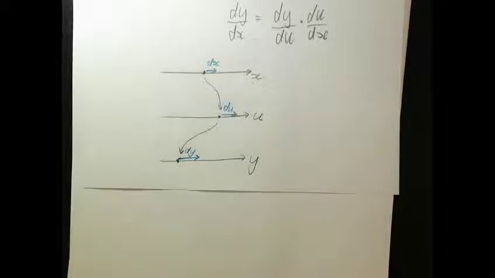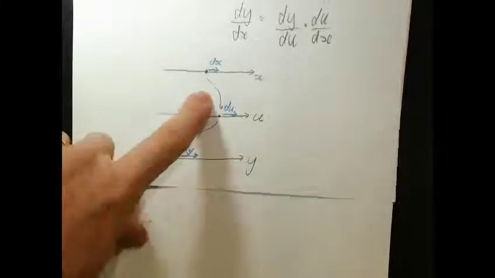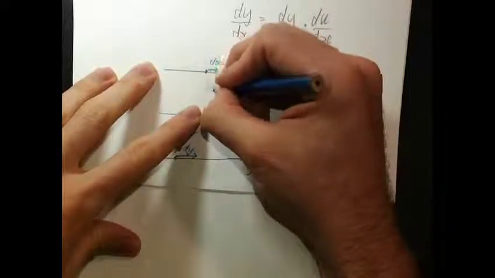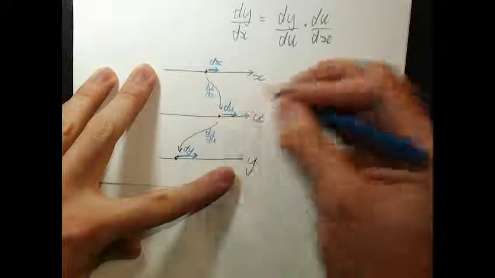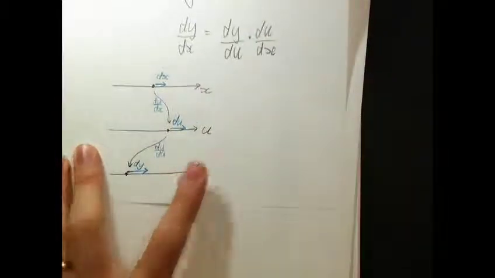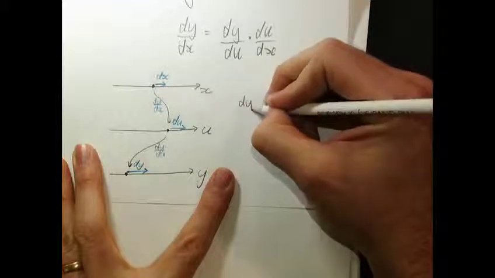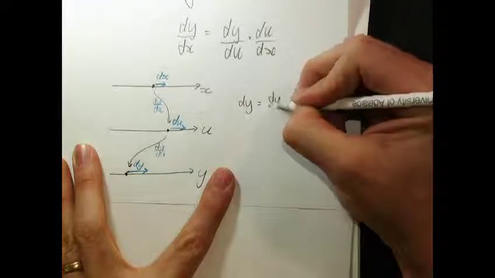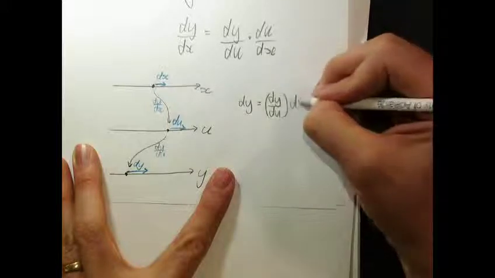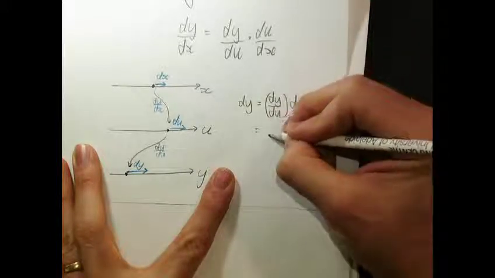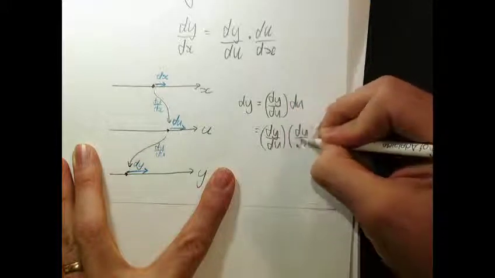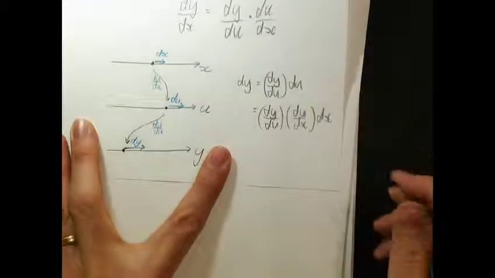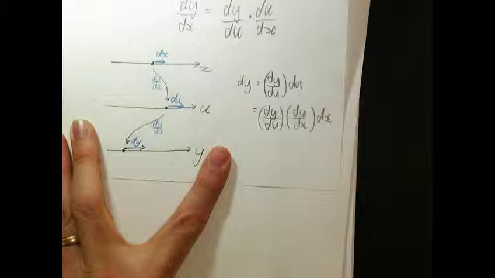If I wanted to know what I had to multiply 5 by to get 20, I'd go 20 divided by 5. So that's what I'm going to do. So this is called du on dx here. And this is dy on du. And so what I end up with is dy is dy on du times du, but du is du on dx times dx, and then I divide both sides by dx and it all works.